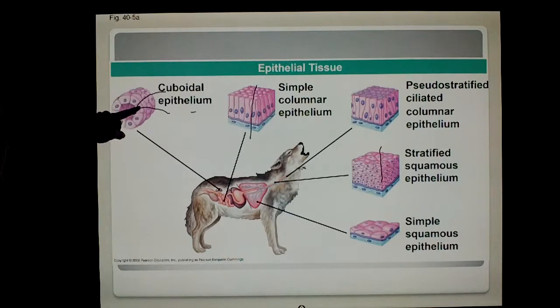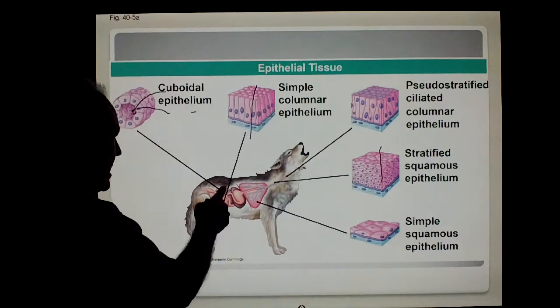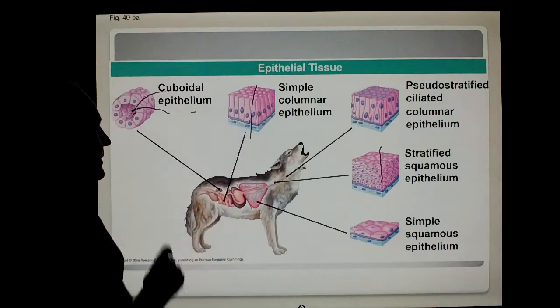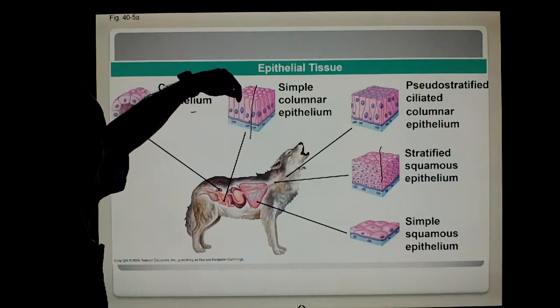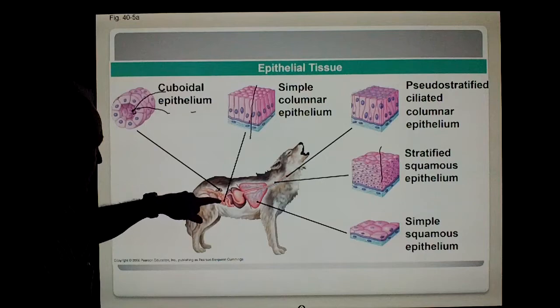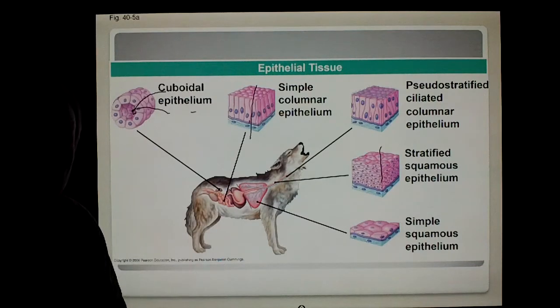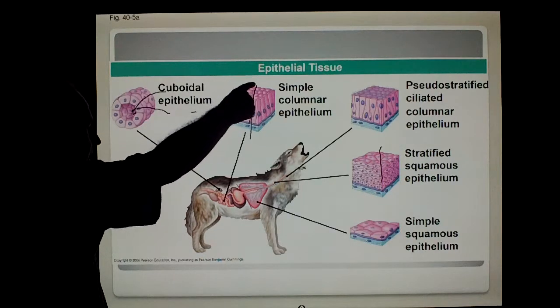If we have a simple layer of cells, we have cuboidal epithelial cells. That's just one layer of cubes, and your kidneys would be an example of that. Now we can have simple columnar cells, which are long, thin cells, but there's only one layer of them. That allows things to diffuse out of your small intestine into your bloodstream, so the protein from the burger you had for lunch, broken down to amino acids, can get through here.